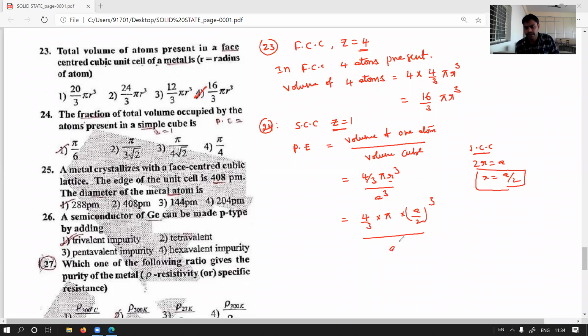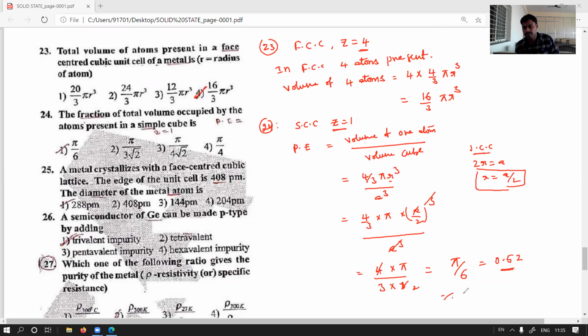By a cube. This a cube will cancel. 2 power 3 means 8, which is nothing but 4 into 5 pi by 3 into 8. Then 4 1 ja, 4 2 ja. Then the answer is pi by 6.